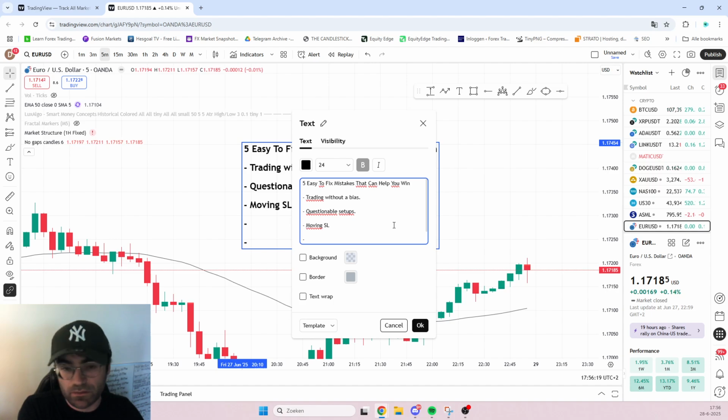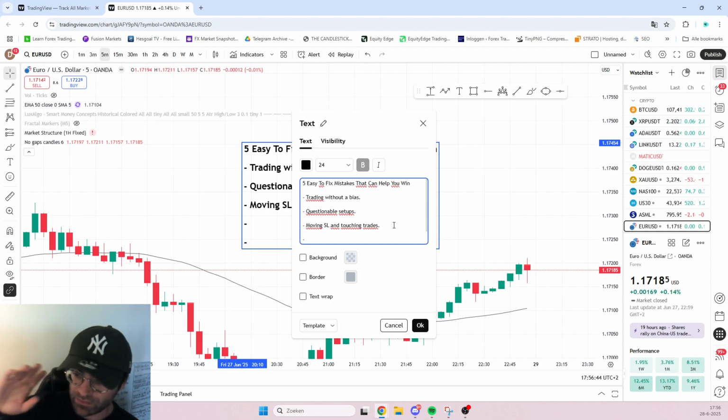The other one is moving stop loss and touching trades. This is something that is really hard to do, but it's very hard, but also very easy. As soon as you flip the switch in your head, I'm not gonna touch my trades anymore. I'm gonna accept the risk that I'm taking. I'm gonna risk whatever, 100 euros on this trade. I'm 100% fine with it losing, and I'm going for 200 or 250 or 300 or whatever. You just set your TP and just let the trade run.